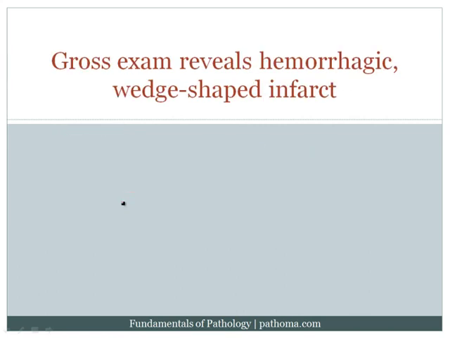On gross exam, when you have a pulmonary infarction, you classically see a hemorrhagic wedge-shaped infarct. Now, the reason why you see a wedge-shaped infarct is the following. Remember that the blood supply in the lung is dichotomously branching, so that if this is the blood supply going this way, it branches, and then it branches again, and then it branches again.